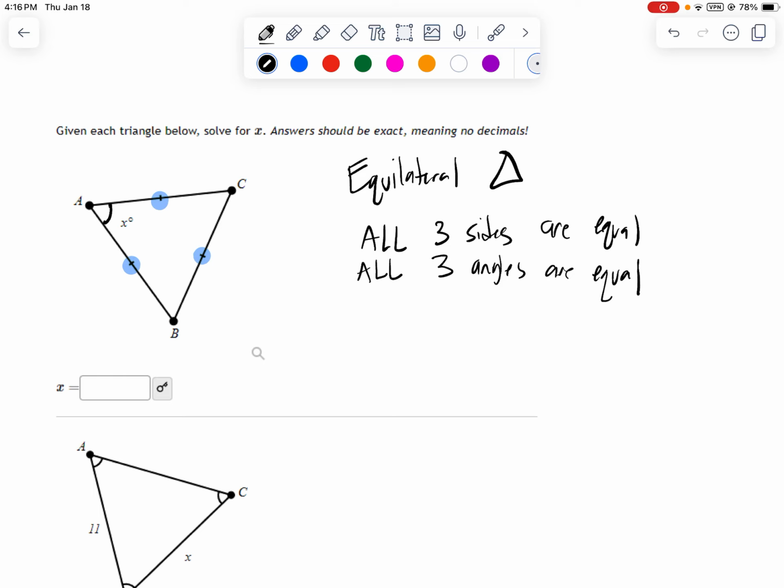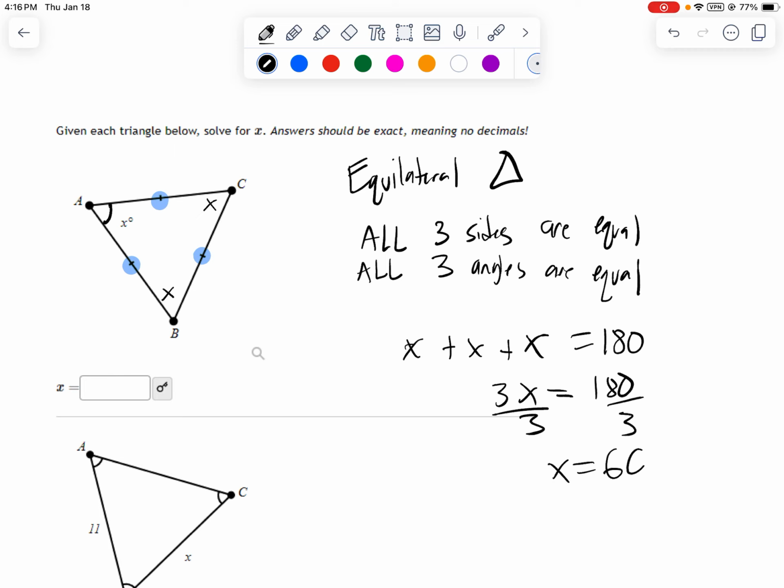We know that all angles in a triangle, angle 1 plus angle 2 plus angle 3, add up to 180 degrees within a triangle. So if all three angles must be the same, and they have to add up to 180, that means if the first angle is x, so is the second one, and so is the third one. Then you have this lovely case of x plus x plus x. In other words, 3x equals 180. Divide by 3, and you find that your angles are 60 degrees.